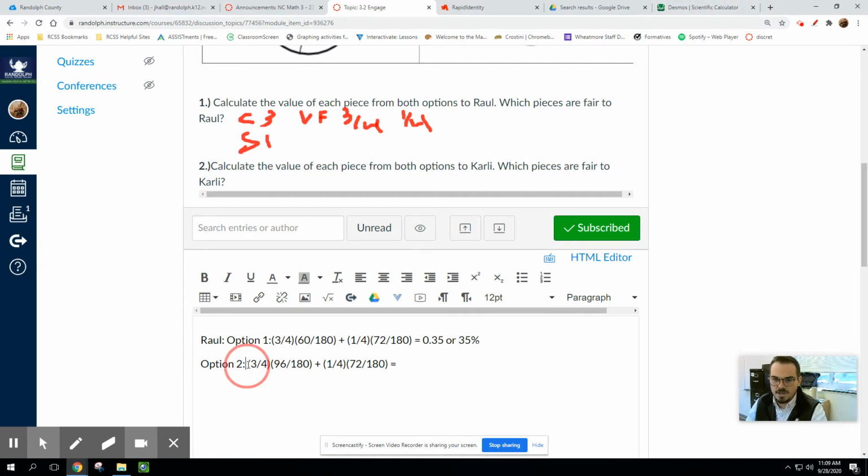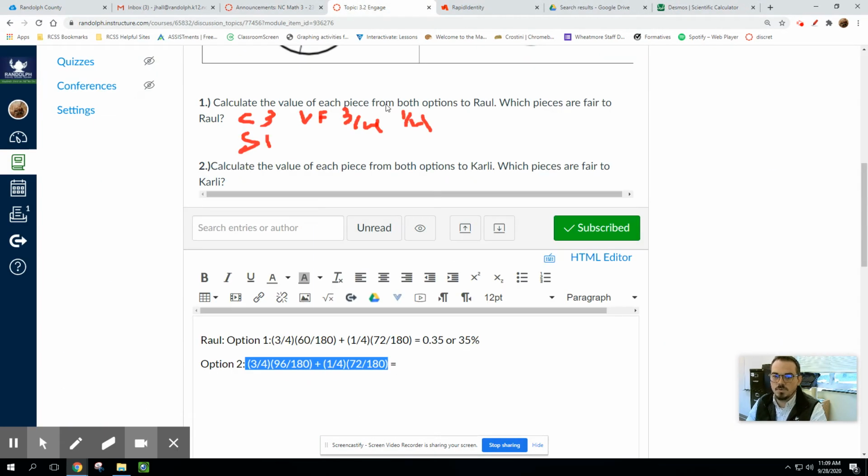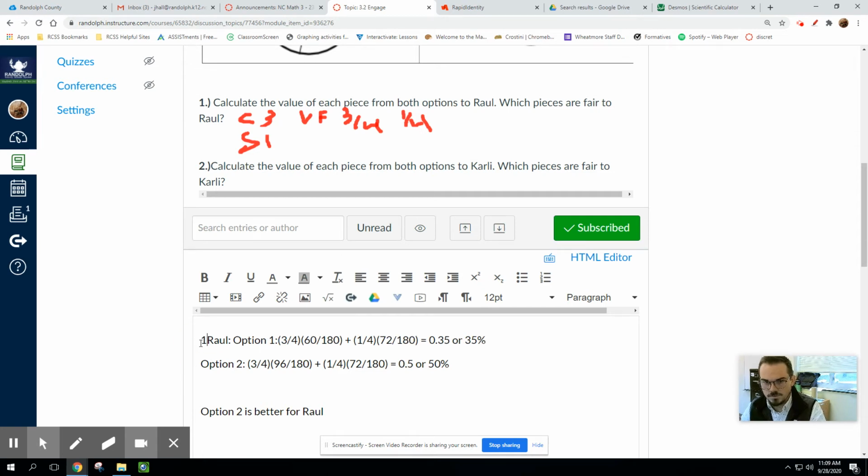That's not necessarily fair in his eyes. So let's take the second one, plug that one in. Ooh, and that one is a cool 50%, or 0.5. So option 2 is better for Raul. It's fair, right? Fair share.